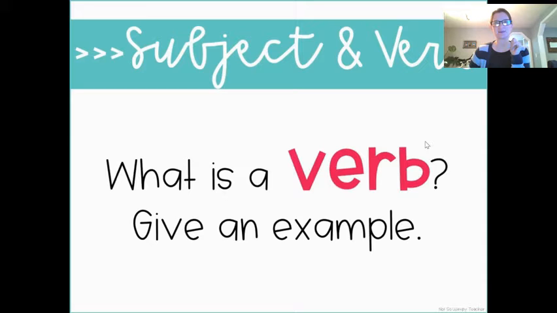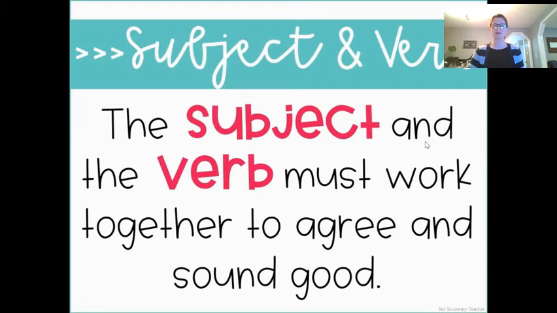Now, if we need subject and verb agreement, what is a verb? And we have talked about verbs a lot. We've talked about helping verbs and linking verbs. And basically, remember, a verb is an action. Action verbs are the most common verbs. An example, like for that sentence, Santa Claus is coming to town, coming would be the verb. It's the action. Okay? So we are learning about how the subject and the verb in a sentence have to work together to agree and sound good.